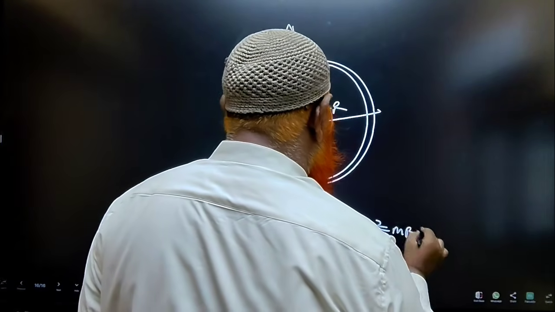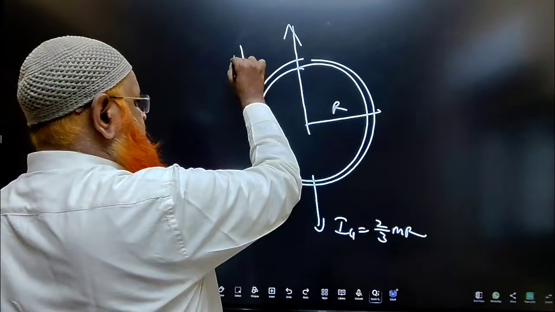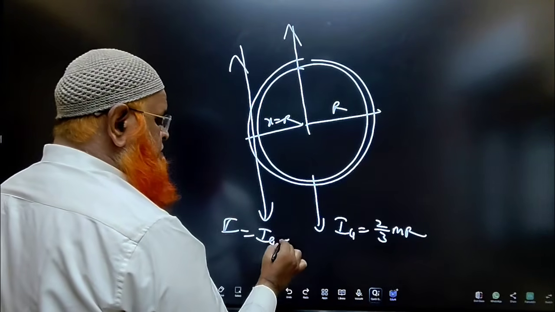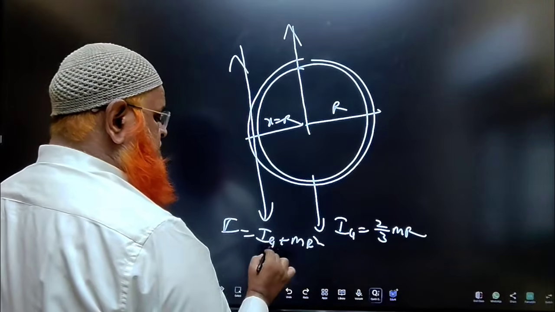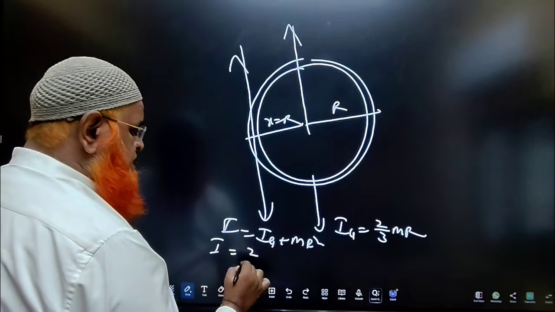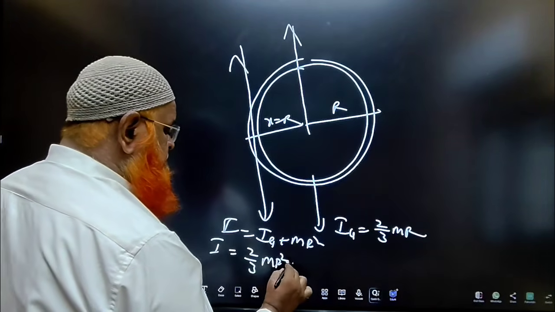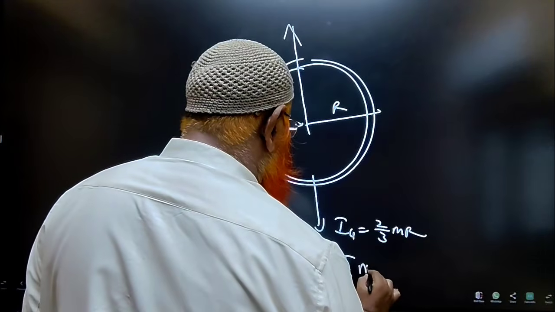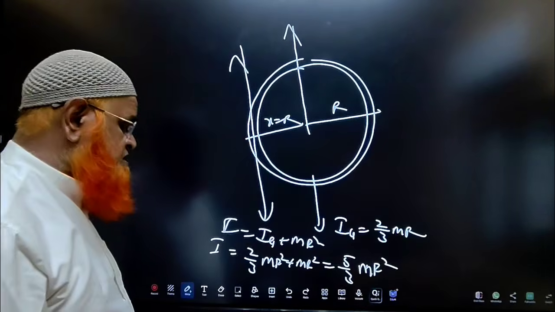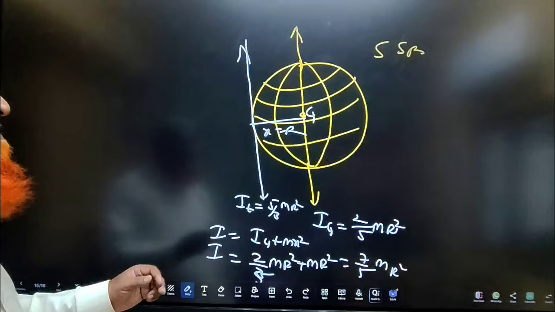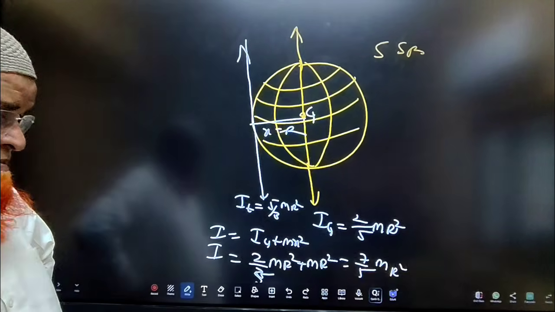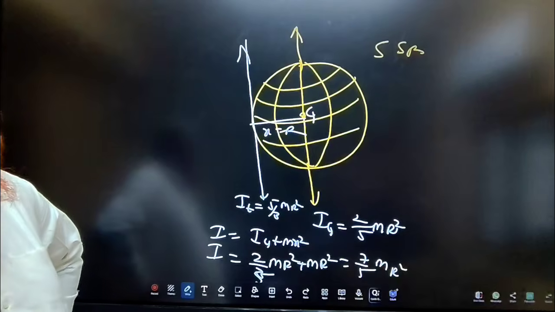For a hollow sphere it is going to be 2 by 3 mr square. With some other axis, where x equal to r, we write I is equal to Ig plus mx square. Mx square is mr square. Ig here is 2 by 3 mr square plus mr square, which is nothing but 5 by 3 mr square. For a hollow sphere it is 5 by 3. For a solid sphere it is 7 by 5 mr square. So this is the formula for solid and hollow.